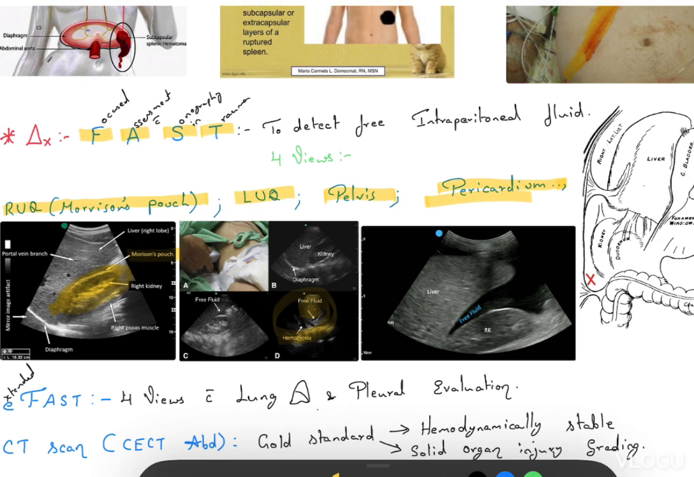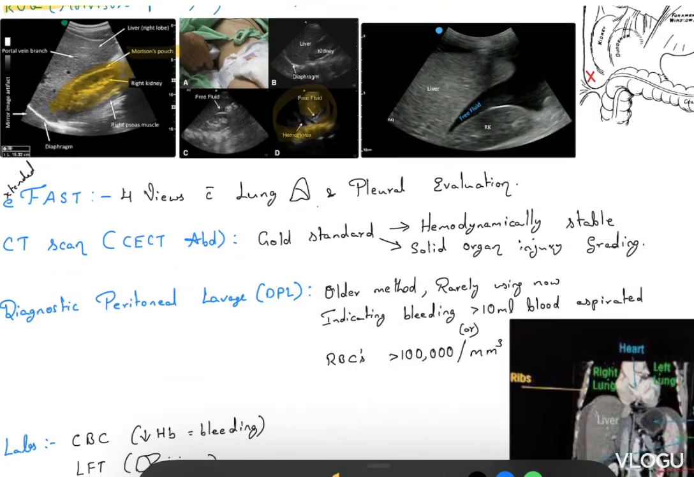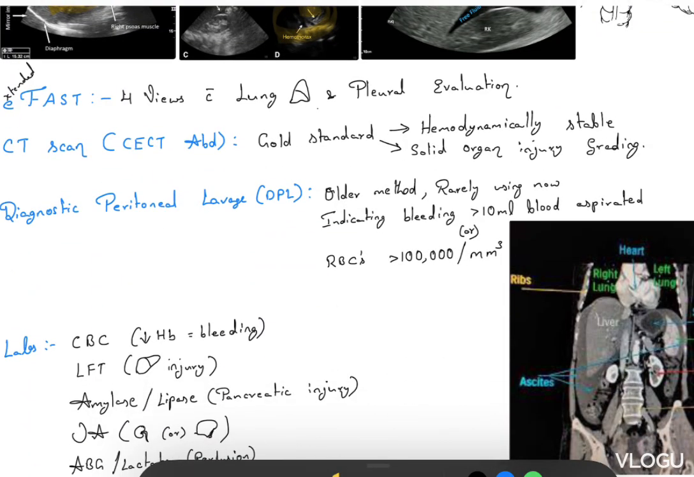If the FAST scan is positive, we see black free fluid on ultrasound. If you are getting that type of black free fluid, we have to suspect the patient has internal bleeding. Okay, so these are the things.